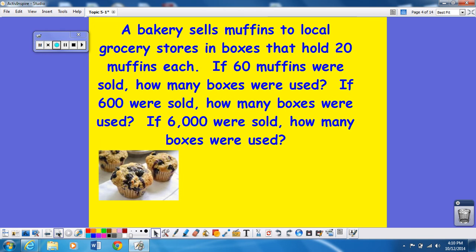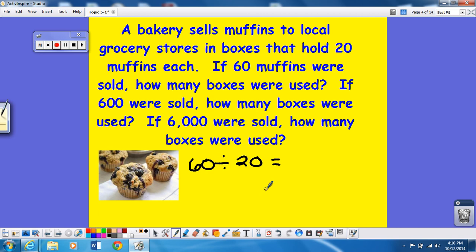A bakery sells muffins to local grocery stores in boxes that hold 20 muffins each. So kind of get in your head, there's a box of muffins. Think about those good Otis Spunkmeyer muffins. There are 20 muffins in a box. If 60 muffins were sold, how many boxes did they use? Okay, so we know there were 60 muffins altogether. And we know that the boxes are divided into boxes of 20. So our equation would be 60 divided by 20. 60 were sold. There's 20 in each box. So 60 divided by 20.